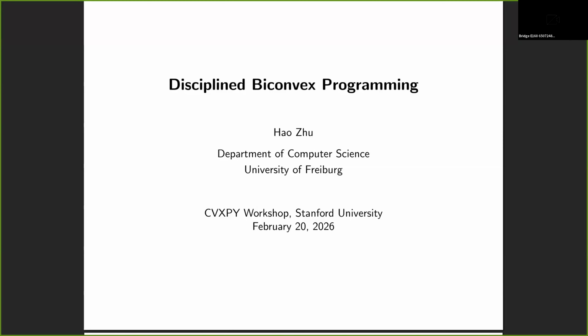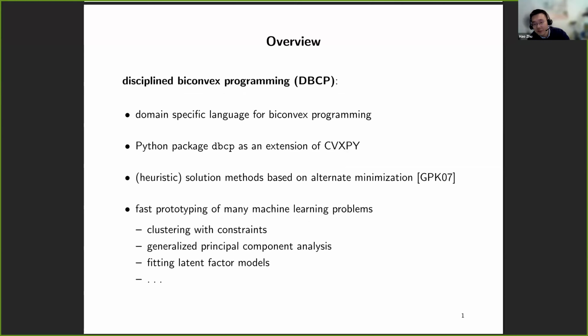Thanks. So I will start. This talk is about the discipline biconvex programming. I mean, it belongs to one of the discipline families, right? So the overview would be the following. WEL is a domain-specific language for biconvex programming. I will define how biconvex programming is formulated later. But this WEL is a Python package as an extension of CVXPY.